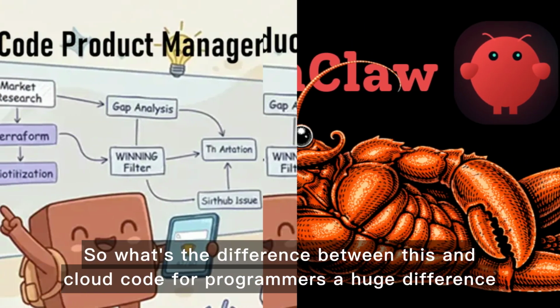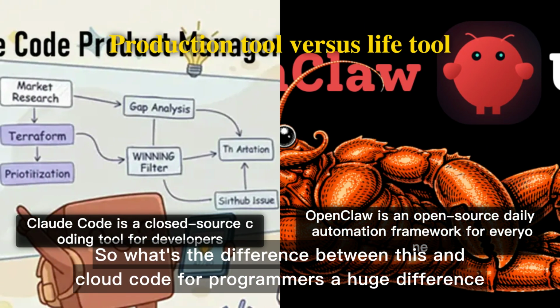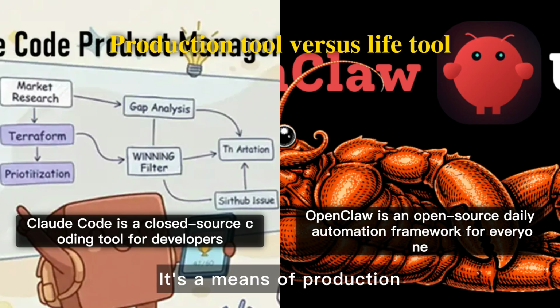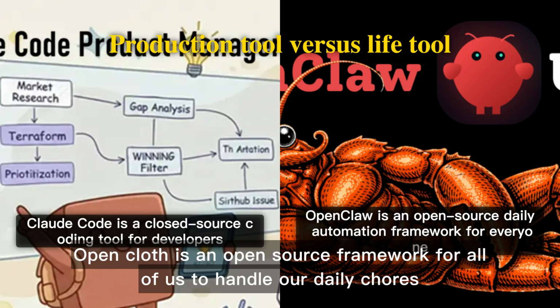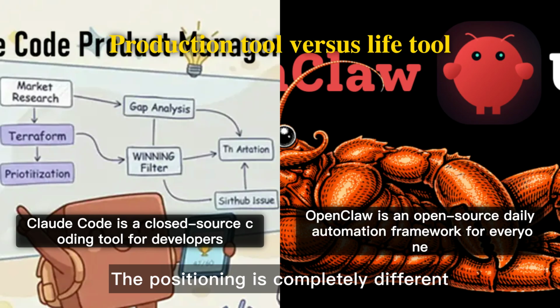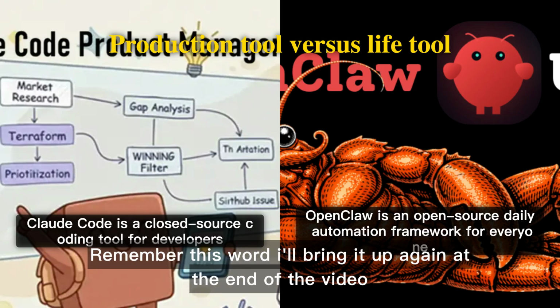Someone might ask, so what's the difference between this and Claude Code for programmers? A huge difference. Claude Code is a closed source tool for programmers to write code. It's a means of production. OpenClaw is an open source framework for all of us to handle our daily chores. It's a means of living. The positioning is completely different. This "open" means open source, open to everyone. Remember this word. I'll bring it up again at the end of the video.